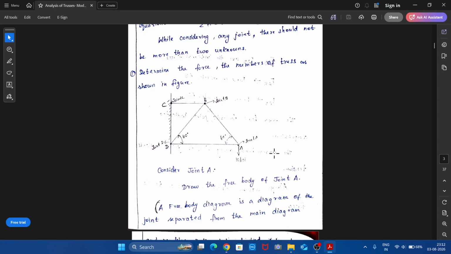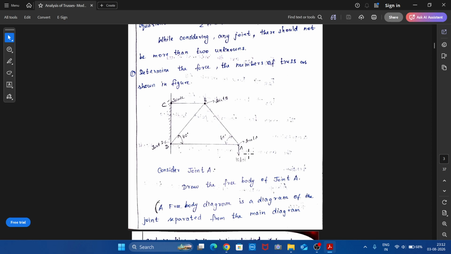So in this lecture, let us see how to analyze a pin jointed truss using method of joints. Determine the force in the members of the truss shown in figure. Here this end is fixed. So we have joint A, joint B, joint C and joint D. And there is a vertical load of 10 kN applied at joint A.